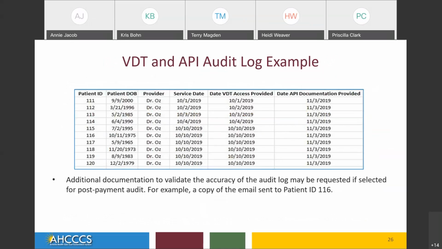Here's an example of what a VDT and API audit log can look like. The next slide explains what each column means and why it is required. Additional documentation to validate the accuracy of the audit log may be requested if selected for post-payment audit. For example, a copy of the email sent to patient ID 116 may be requested.